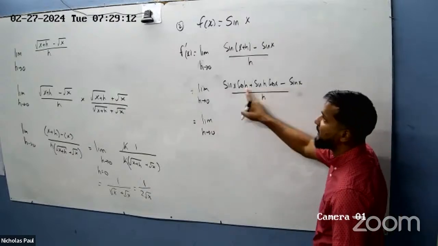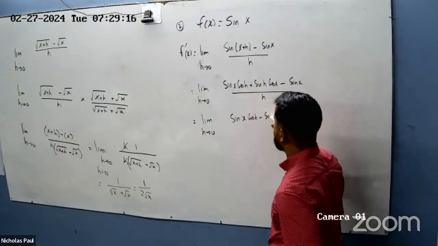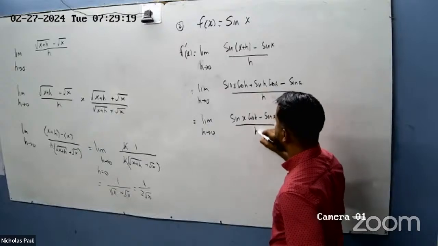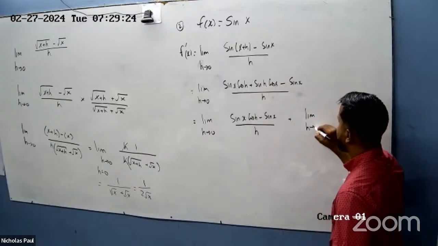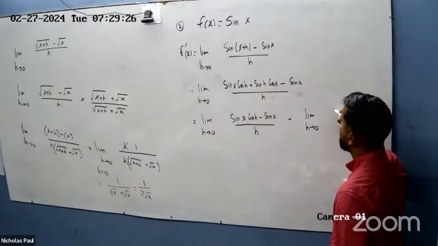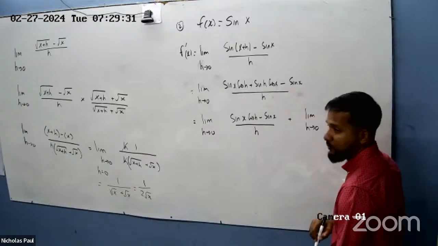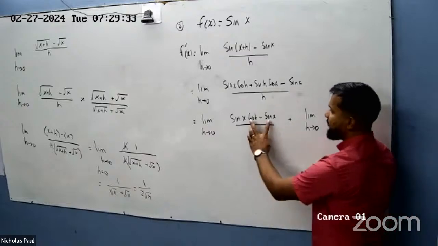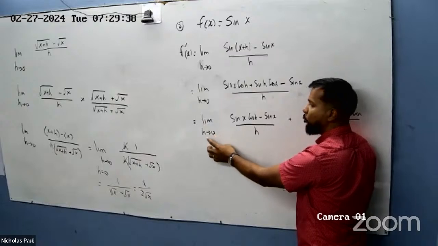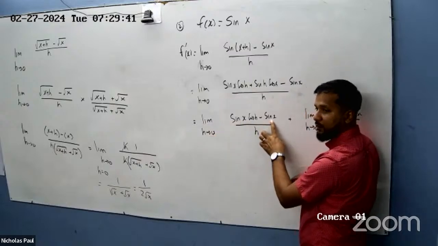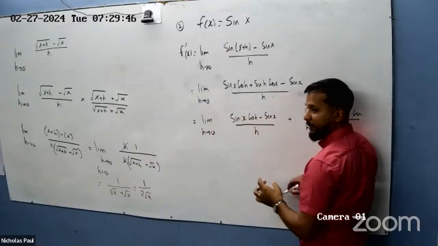I'm bringing the sine x together first: sine x cos h minus sine x on h. I'm bringing this together, plus the limit as h approaches 0 of sine h cos x all over h. Remember, the limit is with respect to h. So would the limit affect sine x? No, it's like a constant. So I could pull the constant outside.